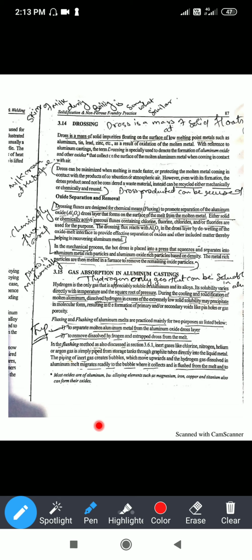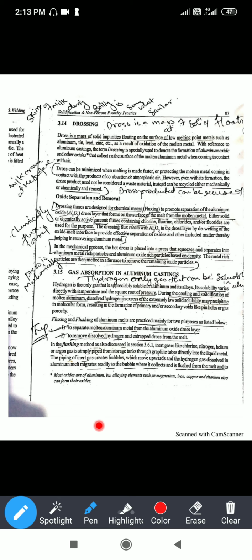And by mechanical process, the dross is placed into a press. You can then do the quenching or the pressing or the rollers, okay, to thin sheets, or it may be cut into small aluminum-rich particles, okay, and it can be reused for melting in the furnaces. So these are the two methods of how the dross is used.